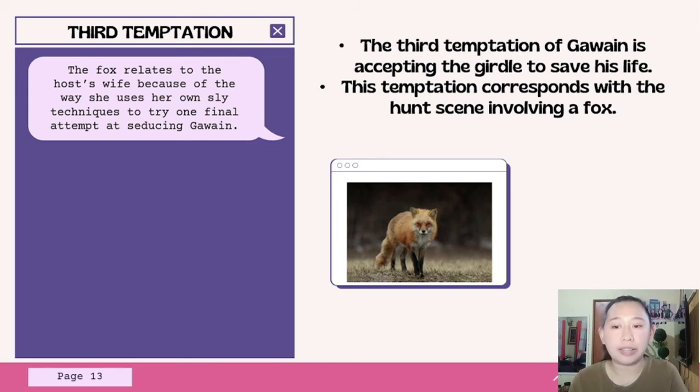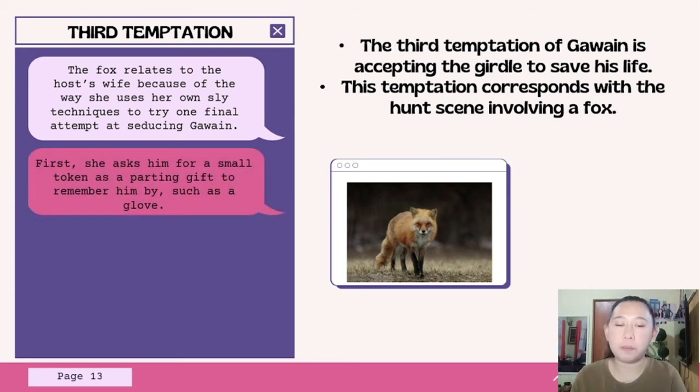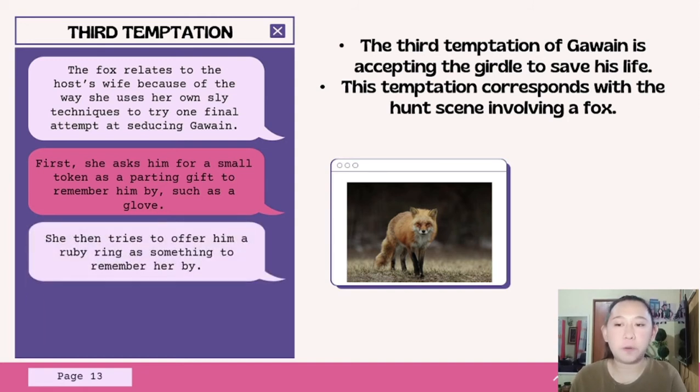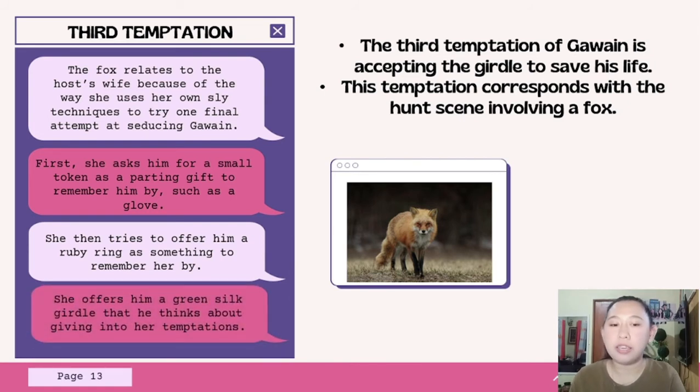She dresses up in a seductive dress and reveals more than any dress that she wore before while he was visiting the castle. The host's wife stops trying to seduce him sexually at this point, but she tries to tempt him three more times, showing that she is crafty in her seduction. Instead of testing him in his loyalty to the host and his knightly honor, she tempts him by using his desire to live. First, she asks him for a small token as a parting gift to remember him by, such as a glove. Then she tries to offer him a ruby ring as something to remember her by. But Gawain rejects both these gifts because he has nothing to offer her. It is not until she offers him a green silk girdle that he thinks about giving in to her temptations.